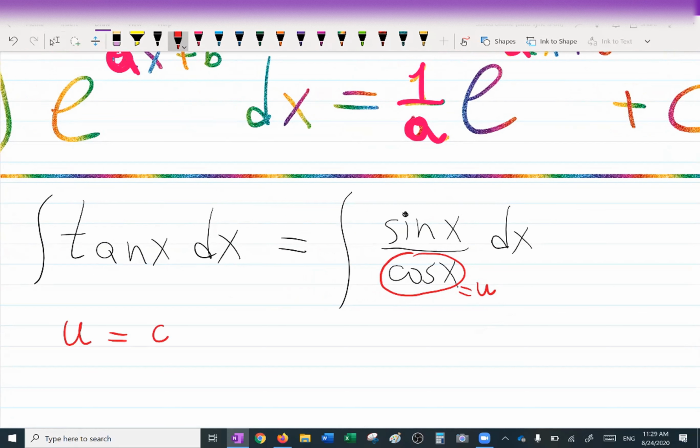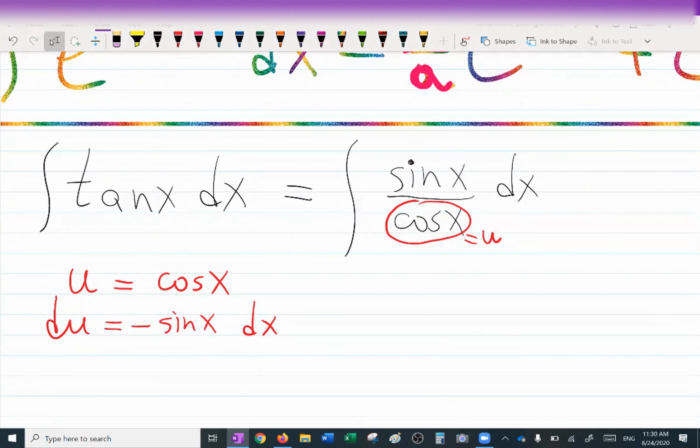Let's see how it's going to work. Let u be cosine x because it's in the denominator. Then du is minus sine x, that's the derivative of cosine. Don't forget dx. Put it in the brackets. And now, an interesting thing. I'm having u in the denominator, that's cosine, the du piece is minus sine x dx, and I do have sine x dx, right?